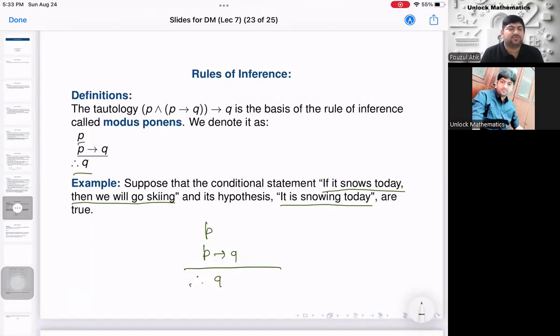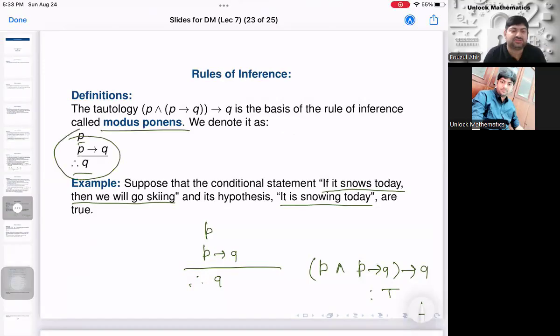Right? So this is one of the rules of inference. So P and P implies Q, both of them are there, together imply Q, and this is a tautology. You can also prove it using a truth table, and you will get that this is a tautology. This simple formula you call modus ponens. Modus ponens, the first rule of inference.